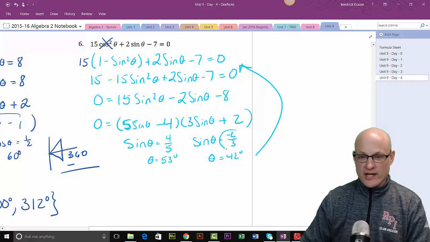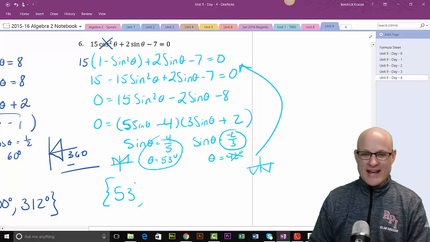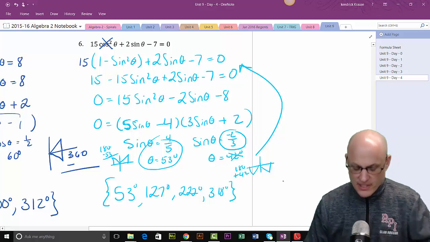Now, this one's negative. Sine is negative in the bottom two quadrants. So we're not going to keep the 42, but we're going to use it. This one's positive, so we're going to keep that one. So we'll start with 53. Sine is positive in the top two quadrants. So 53 and 180 minus 53. That's, let's see, 127. Then we're going to come over here and we're going to do 180 plus 42 degrees, or 222 degrees, and 360 minus 42 degrees, which would be 318 degrees. Right? Yay, actually got that one right.